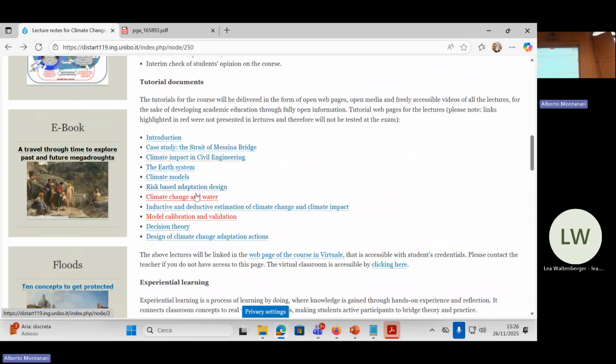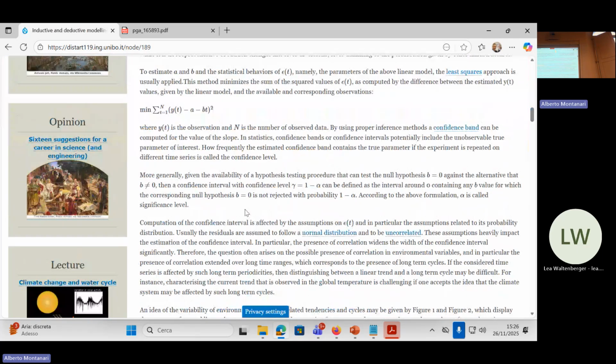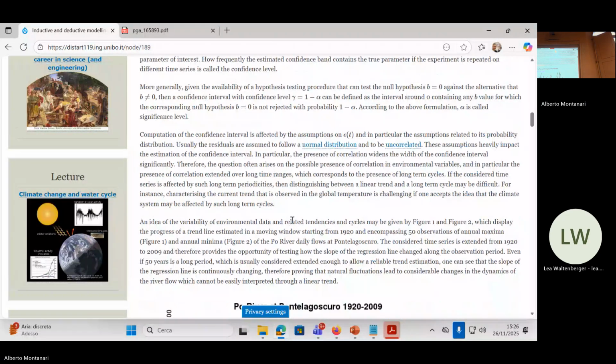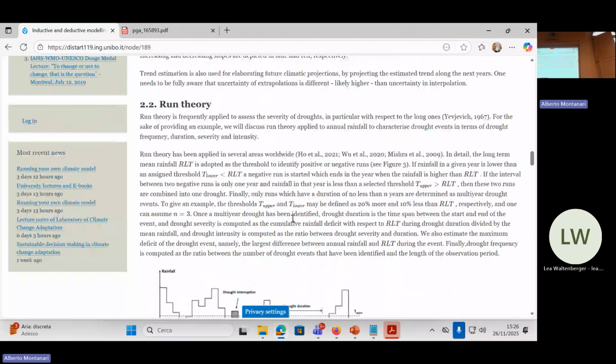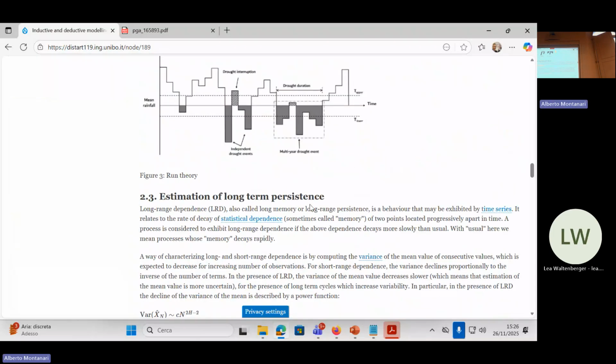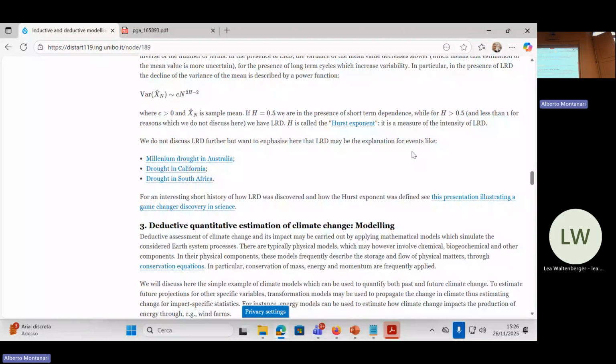Then there is climate change and water, to skip. Inductive and deductive estimation, I don't think there is much. Trend analysis, yes. Trend analysis, linear regression: you could find some questions related to this. So linear regression, linearity, run theory, you may find something. We said that long-term persistence is to be skipped.